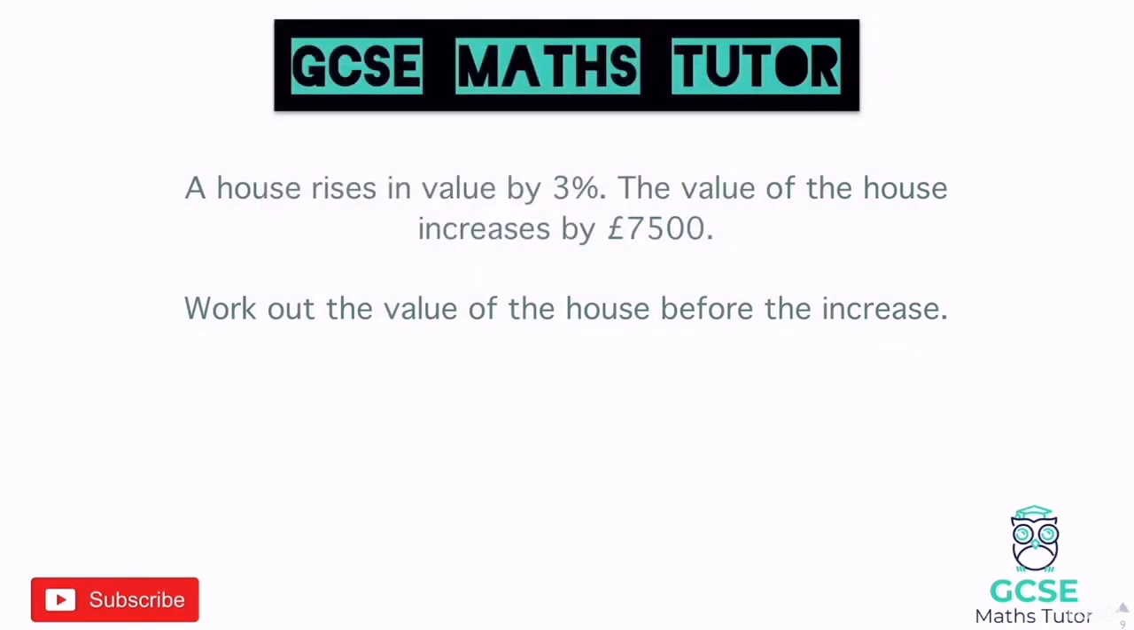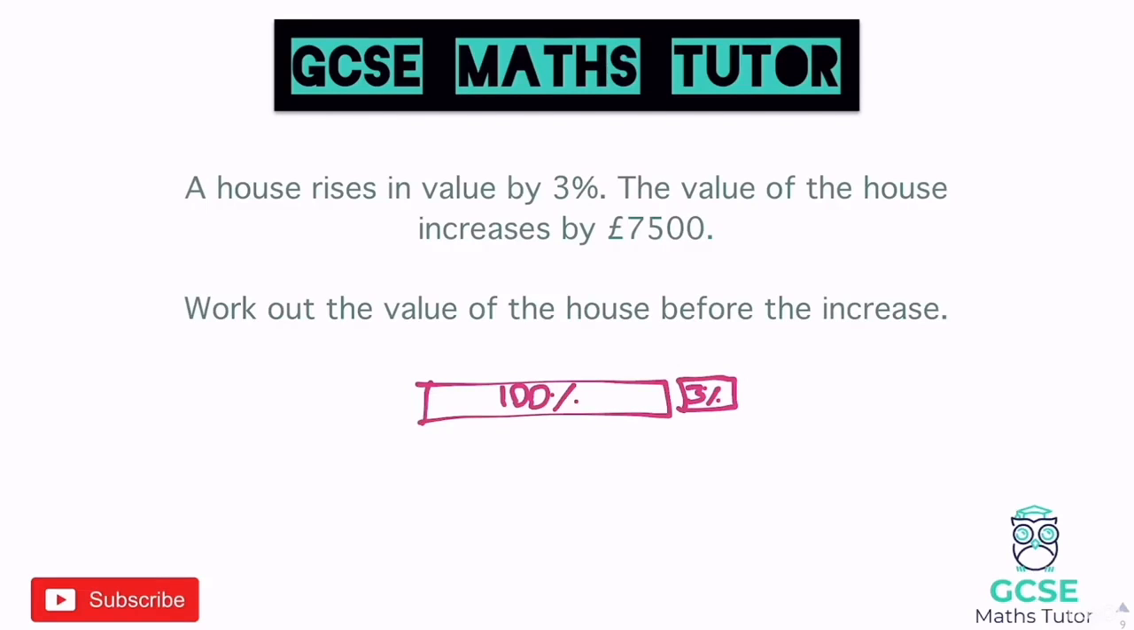Okay, so the other way around, a house rises in value by 3%. The value of the house increases by 7,500. Work out the value of the house before the increase. So when it's been increased in value, again, we can visualise this. We've got the original price, which is our 100%, and then it's rising in value by this extra little 3%.